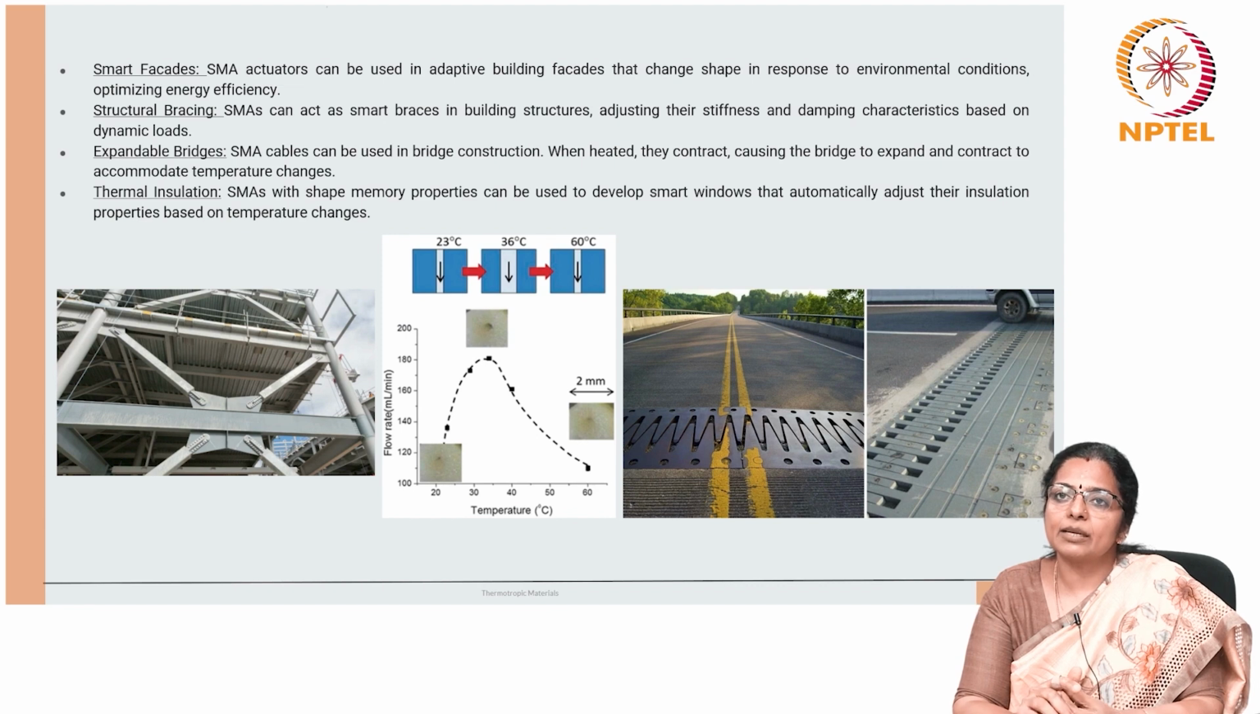Expandable bridges. SMA cables can be used in bridge construction. When heated, they contract, causing the bridge to expand and contract to accommodate temperature changes. Hence, these can be used more like an expansion joint in bridges. Thermal insulation. SMAs with shape memory properties can be used to develop smart windows that automatically adjust their insulation properties based on temperature changes.